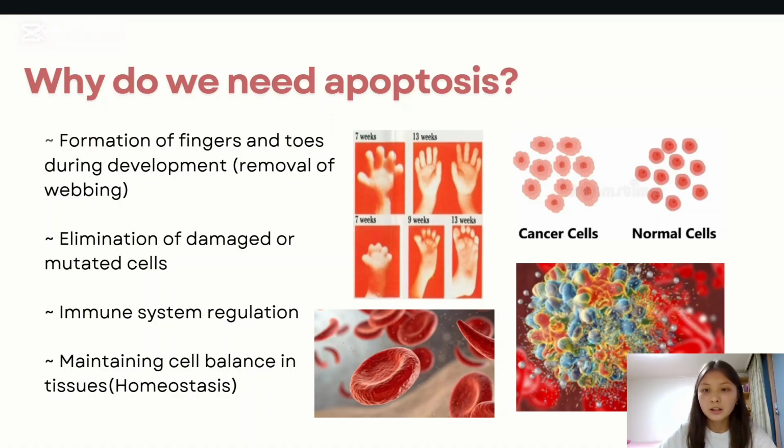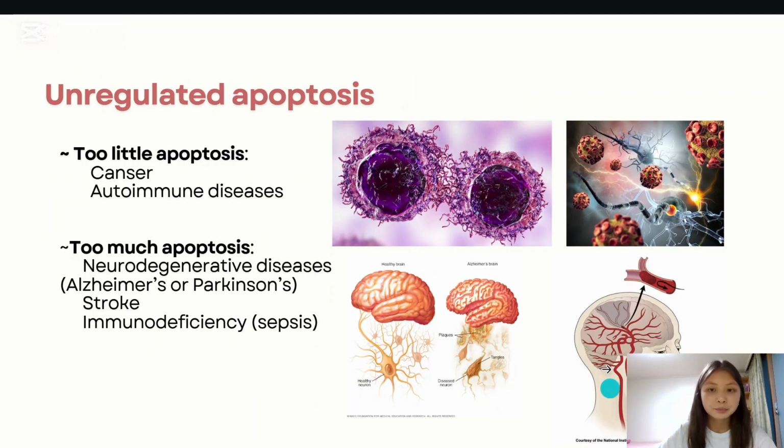Yeah, so you can see from the pictures here, organ development, cancer cells, and also immune defense. Okay, so next, what happens when apoptosis is unregulated?